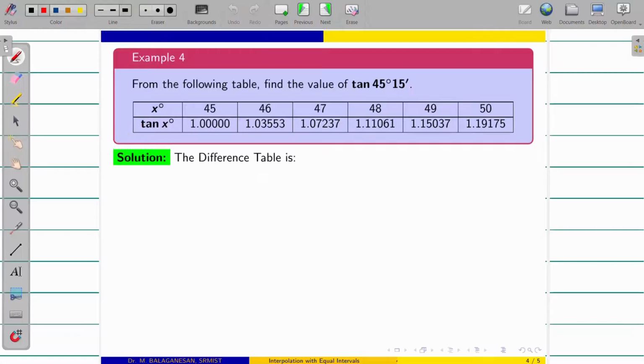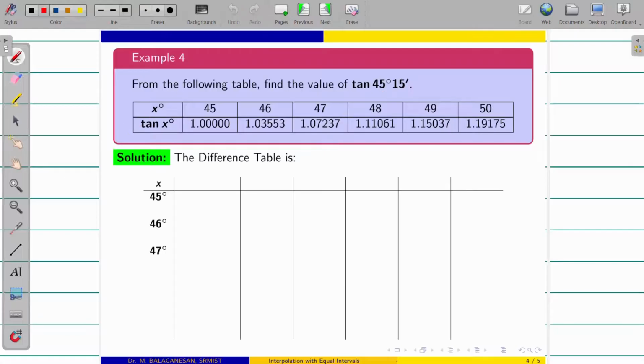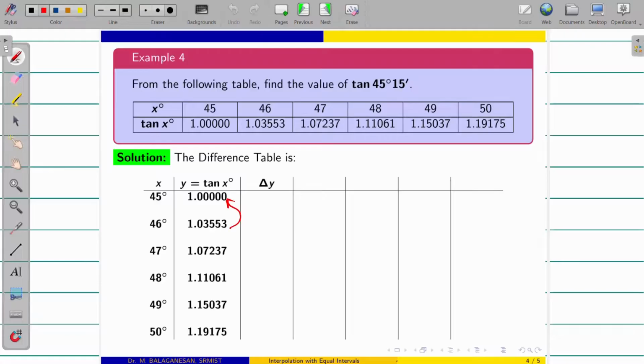Now we will find the difference table. The x range is 45, 46, 47, 48, 49, 50, and tan x in degrees, that is, y equal to tan x, as I told already. So we can find everything. Good.